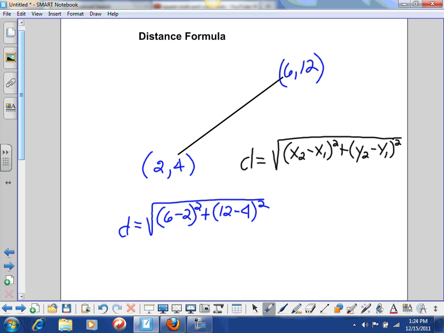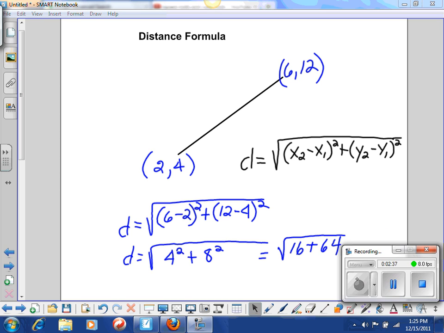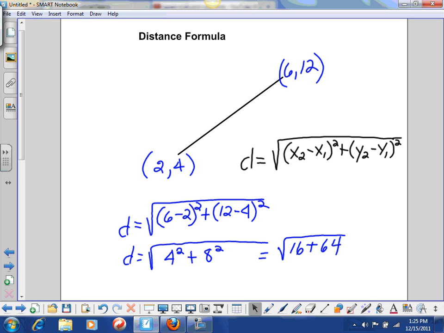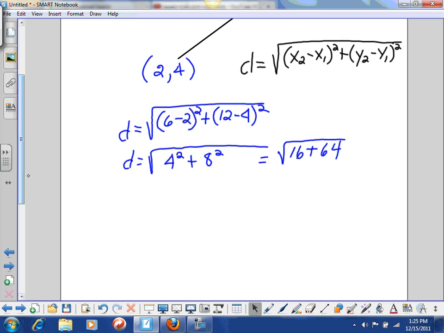So 6 minus, make sure you bring it down each time. Don't skip any steps. 6 minus 2 is 4 squared plus 12 minus 4, so that's 8 squared. So what we're going to have is the square root of 16 plus 64. This will give us the square root of 80.